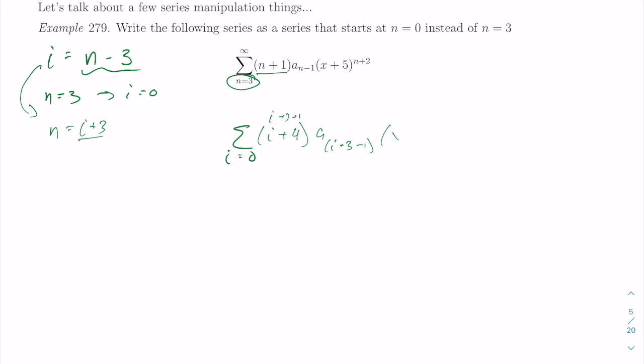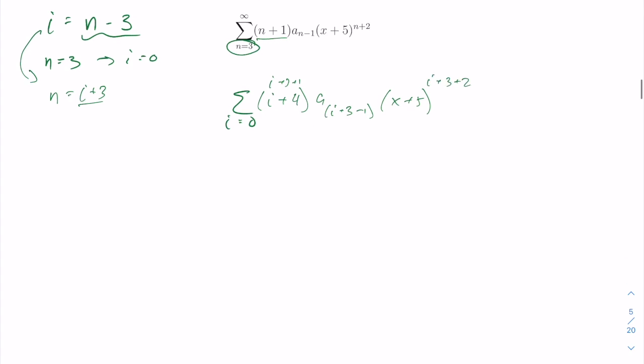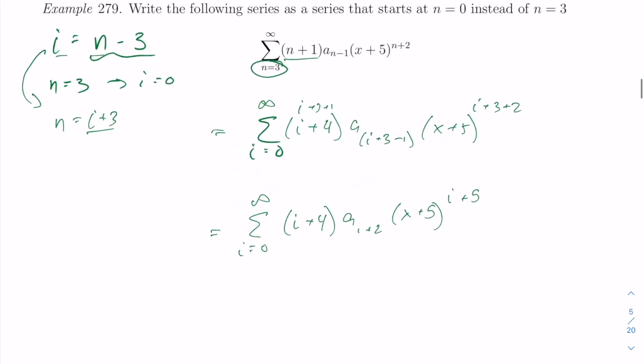And then x plus 5 to the i plus 3 plus 2. Oh, by the way, when n goes to infinity, so does i, so it's still infinity. Then it's the sum from i equals 0 to infinity of i plus 4, a sub i plus 2, x plus 5 to the i plus 5, okay? And that's kind of all there is to it.